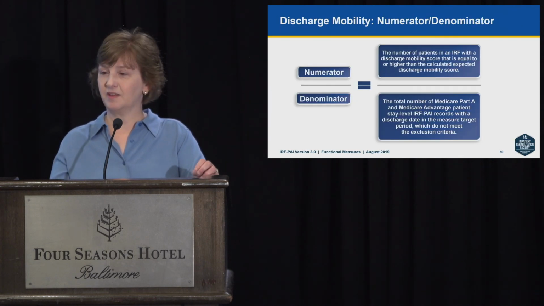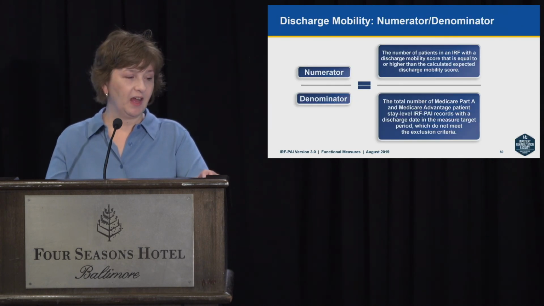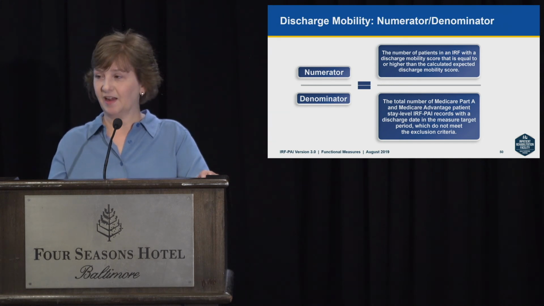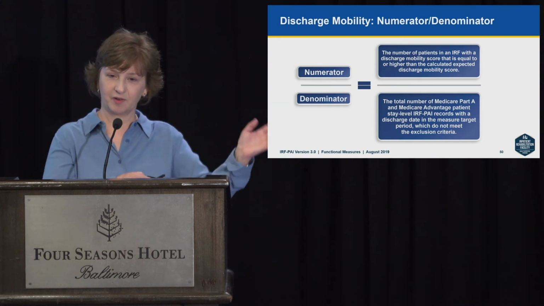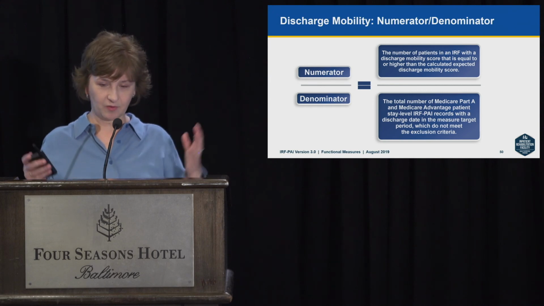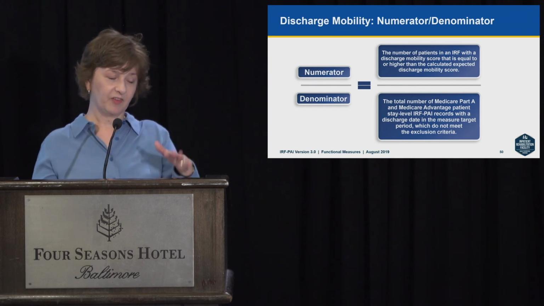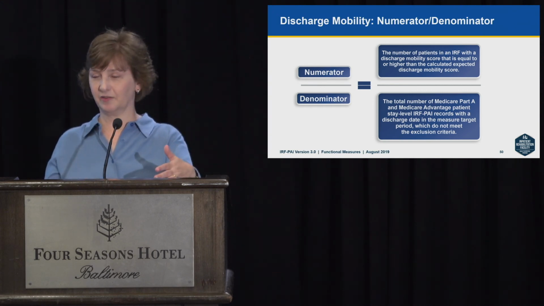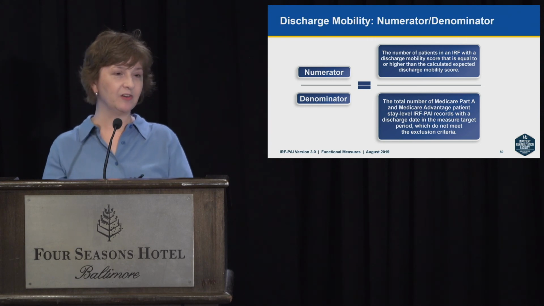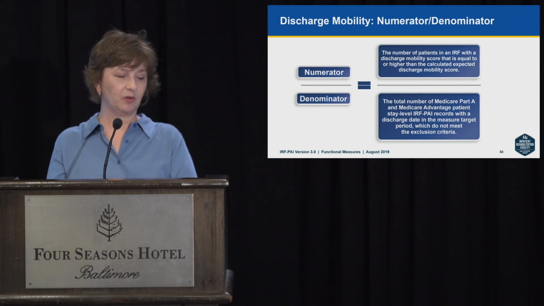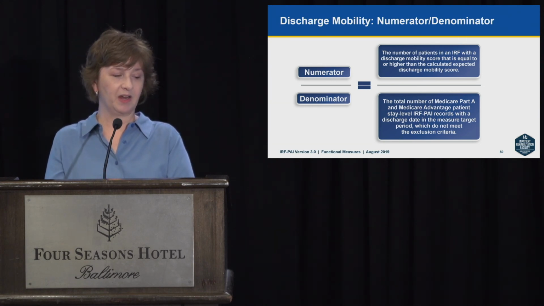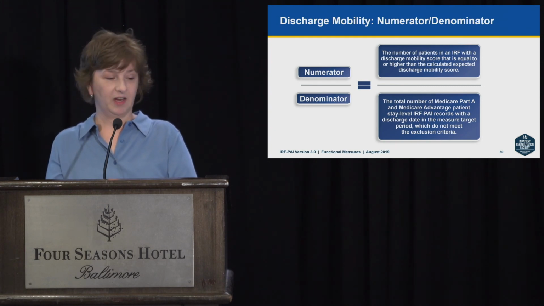So as with the self-care measure, this particular measure, again, has a numerator and denominator. I'm going to start with the denominator because that's who's included. And for this measure, you can only be included in the numerator if you're part of the denominator. So the denominator is the total number of Medicare Part A and Medicare Advantage patient stay level IRF-PAI records with a discharge date during the target performance period, which do not meet the exclusion criteria.